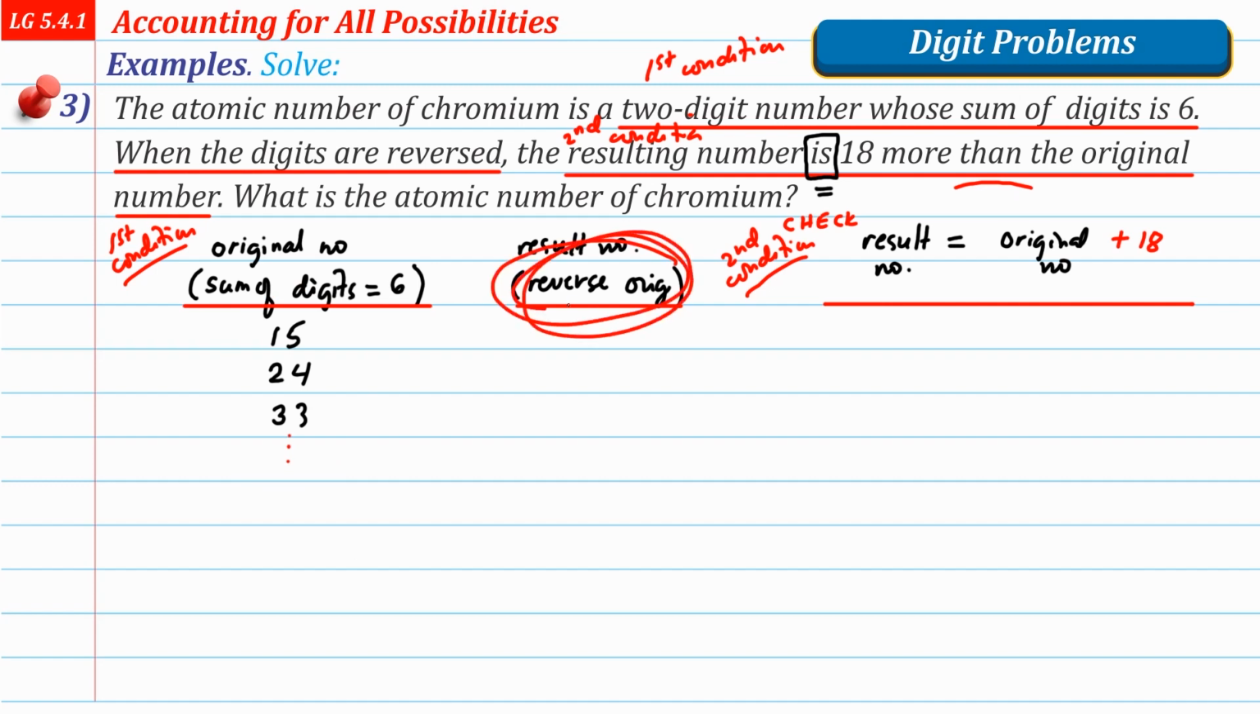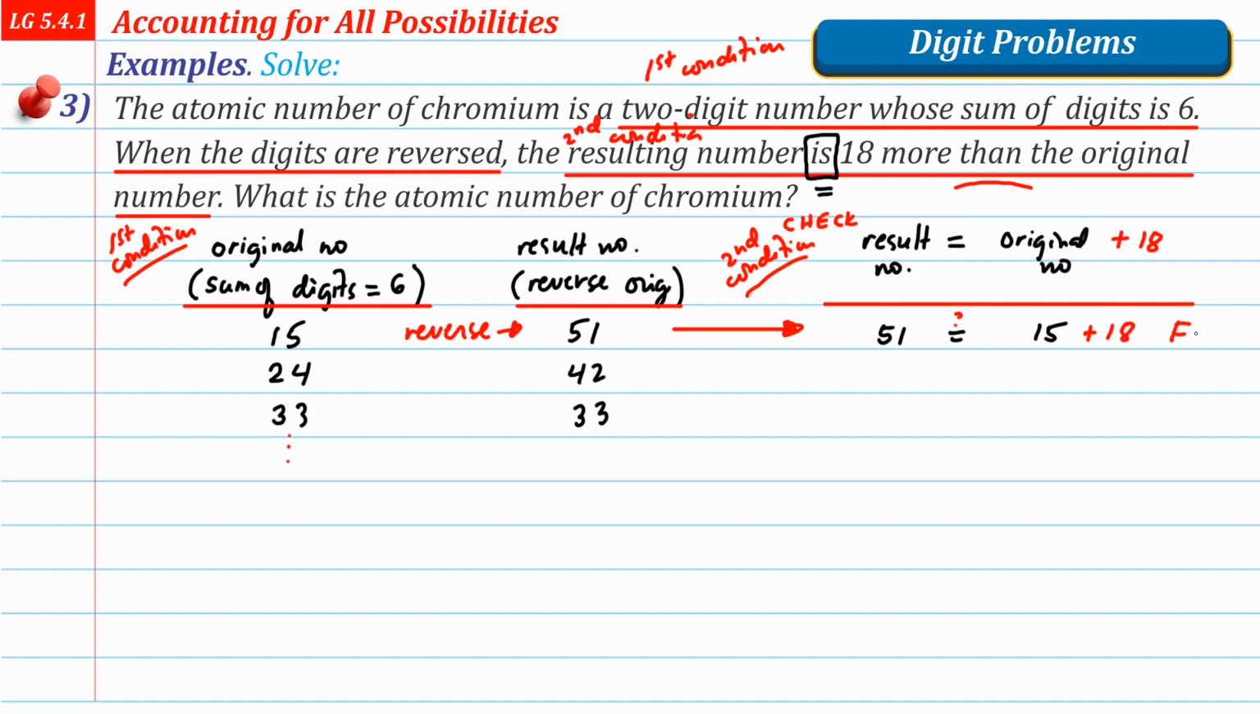Now, pag sinabing reverse the original, this will now be 51. So, ang gagawin natin, you reverse. Okay? This is 42. This is 33 pa rin. Okay? Okay, now, ito na. Check the second condition. Starting with 15. The resulting number, which is 51 daw, is it equal to original number, which is 15 plus 18? True or false? False po yan, no. It's 33.